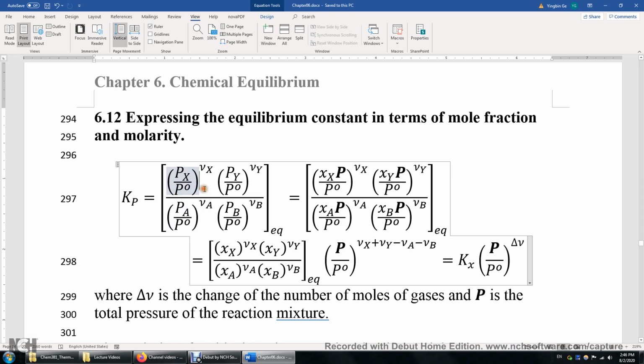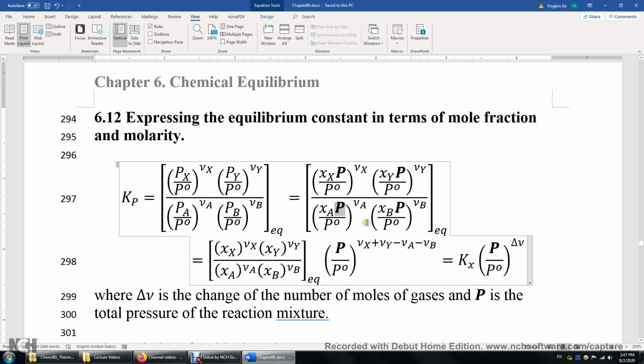Now, if we know the total pressure is this P in bold font, then P sub X is the mole fraction of X times P. P sub Y is the mole fraction of Y times P. P sub A is the mole fraction of A times the total pressure of the mixture. So we can replace every single partial pressure with its mole fraction times the total pressure P in bold font.